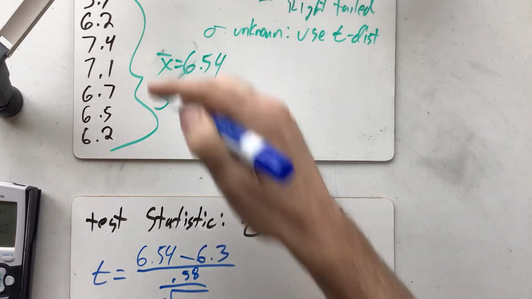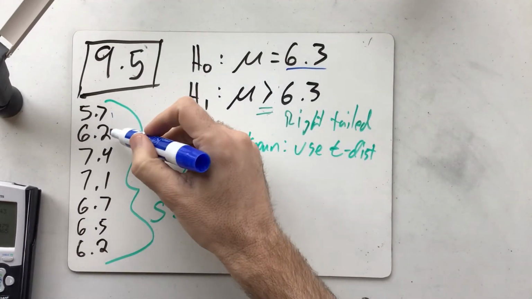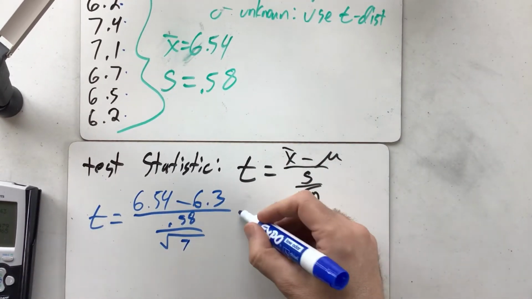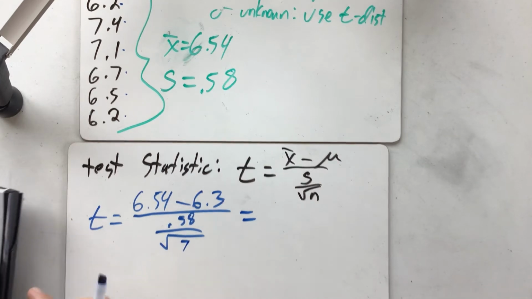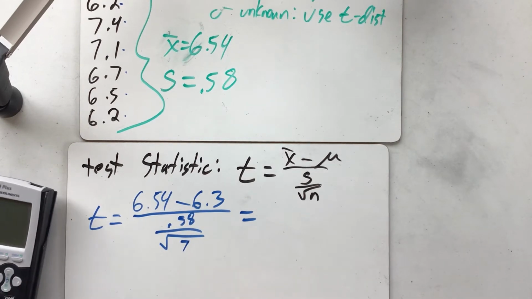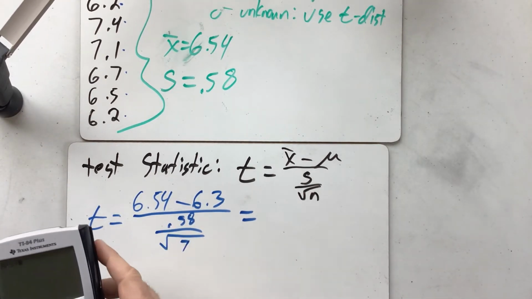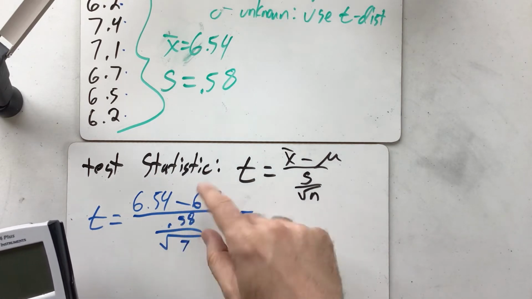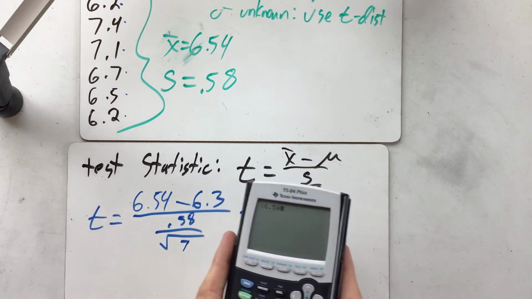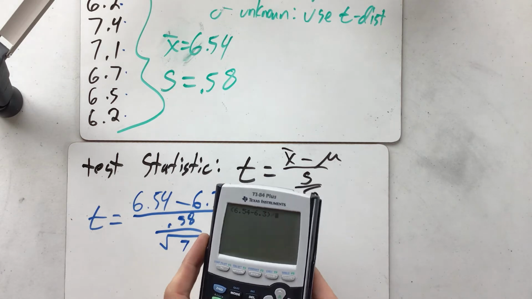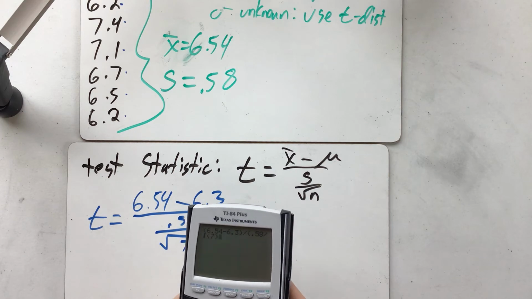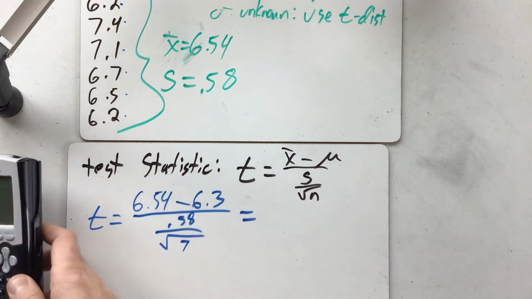6.3 divided by S, which is 0.58, divided by the square root of n. And in this case, n is how many? I just come over here and count: 1, 2, 3, 4, 5, 6, 7. So n is 7, and I put 7 on here. Now I have to type all this in my calculator. Just like last time, be very careful as you type these in. Make sure that you follow the order of operations. It's easy to get it out of order. I'll type it in all at the same time: 6.54 minus 6.3, close parentheses, divided by open parentheses, 0.58 divided by the square root of 7. Close those parentheses and hit enter, and I got 1.09 for my answer.